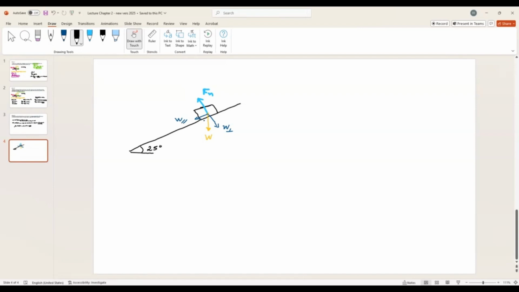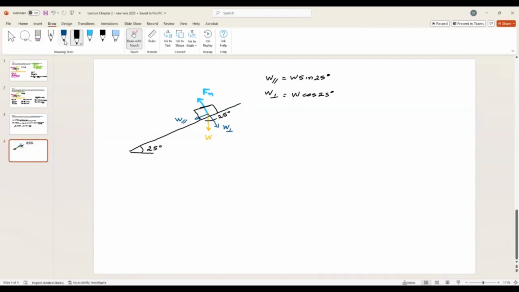Now, the angle of 25 degrees between the horizontal and the incline is the same angle between the vertical and the perpendicular component of the weight. So this is also 25 degrees. Based on that, I know that the parallel component of the weight will be W, as it is the opposite side to the angle of 25 degrees, sine of 25 degrees, while the perpendicular component of the weight will be W cosine of 25 degrees.